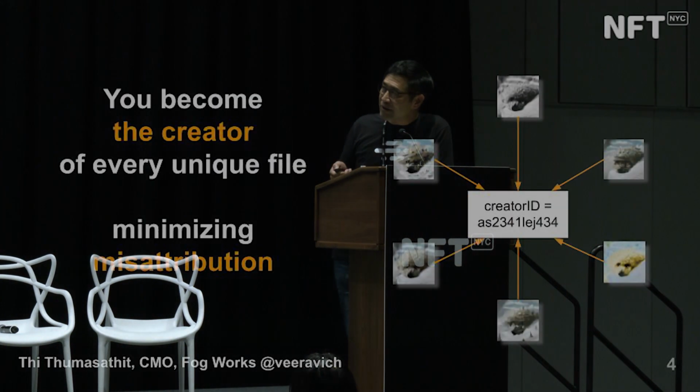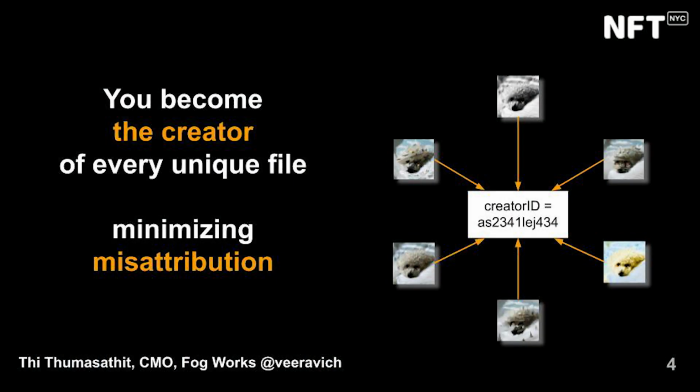And what happens immediately by doing that is that your data, your files, suddenly gain a lot of benefits of Web3. And they become basically NFT ready. What do I mean by that? So first and foremost, every unique file that you upload to your Foggy, you are written permanently to the blockchain as the creator of that file.